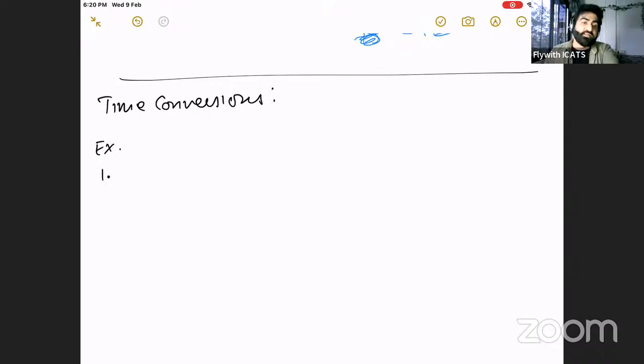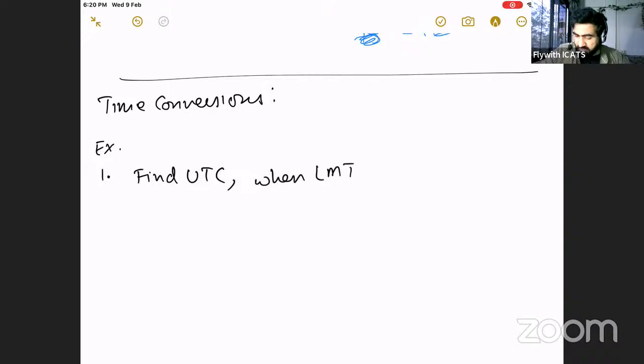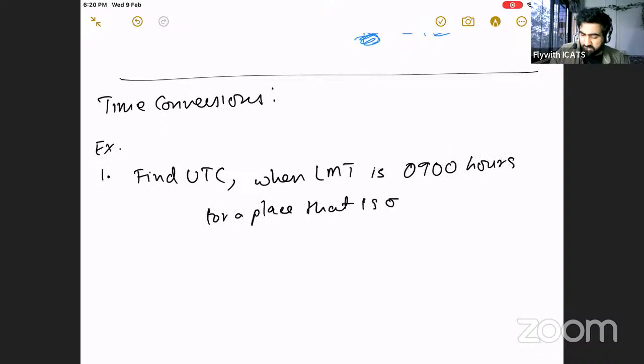Okay, the first example. Find UTC when LMT is 0900 hours for a place that is on 030 east.